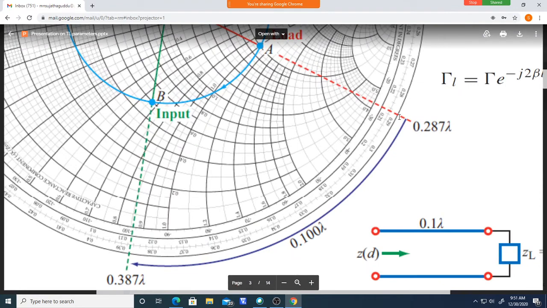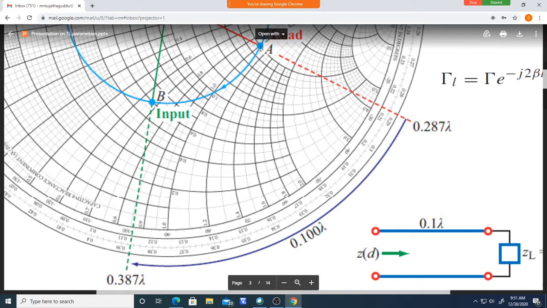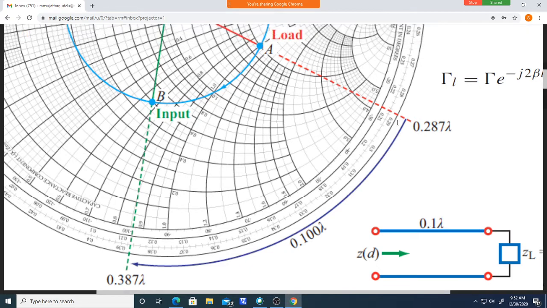See, this is a wavelength scale, somewhere here. This upper part is the wavelength scale toward the generator. So this is intersecting somewhere here. Now what I have to do, from the load, I should move like this, a distance of 0.1 lambda. That means from here you move like this, a distance of 0.1.